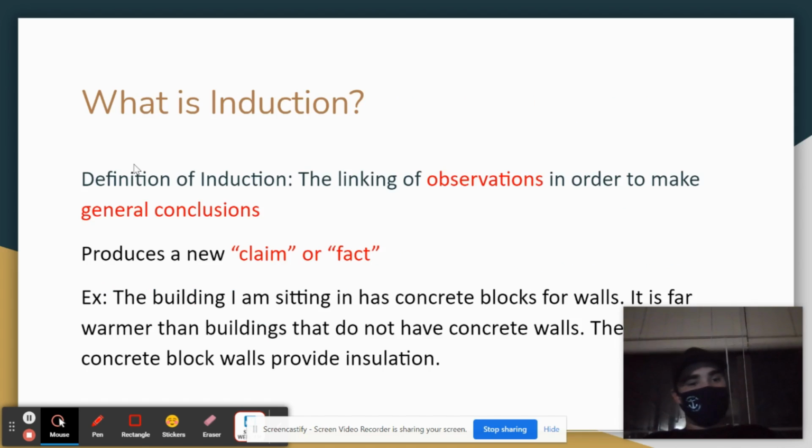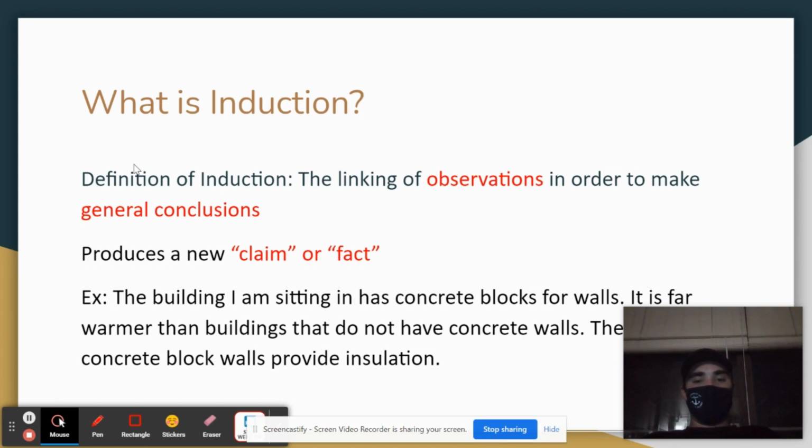So, moving on, let's look at what induction is. What is induction? The definition of induction is the linking of observations in order to make general conclusions. Now, if you notice, I highlighted a few words here. First being observations, the second being general, third being conclusions. Now, I did this because observations, like I said, I can't stress this enough, they're super important.